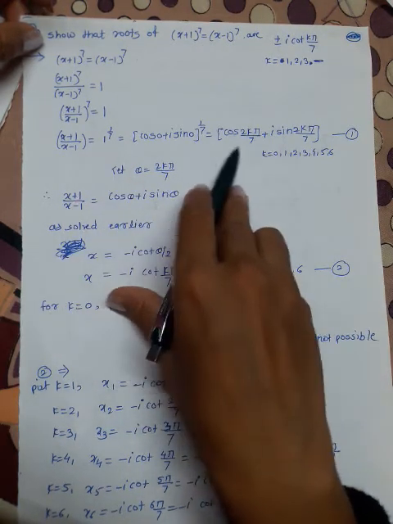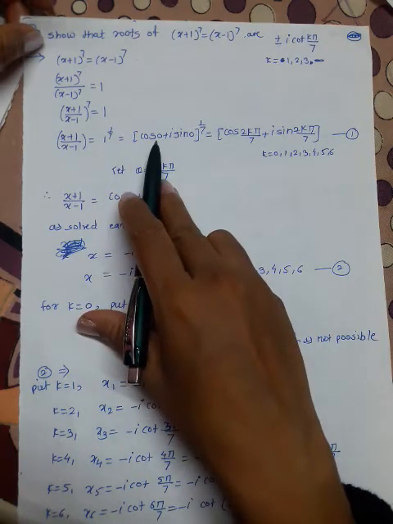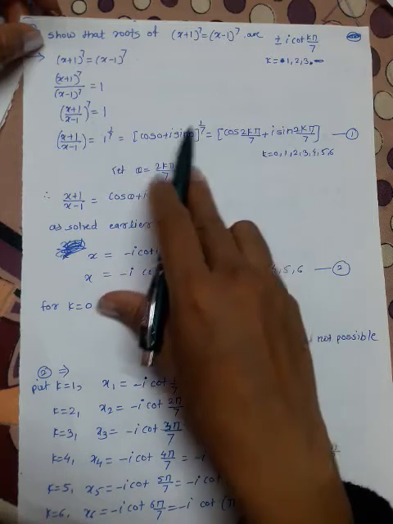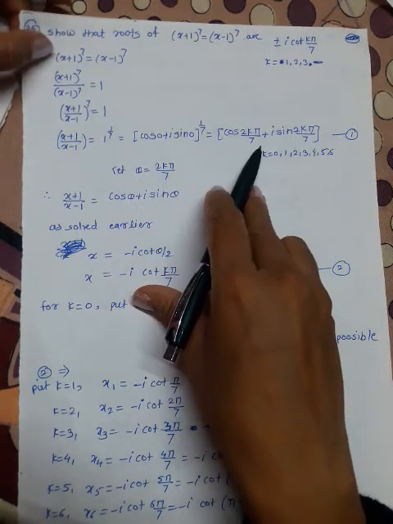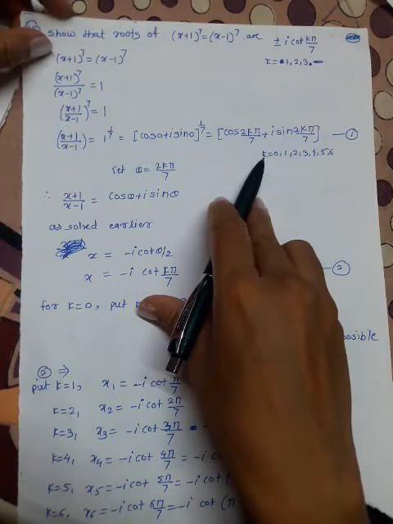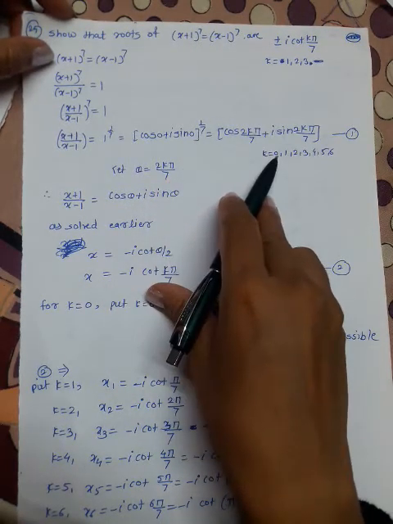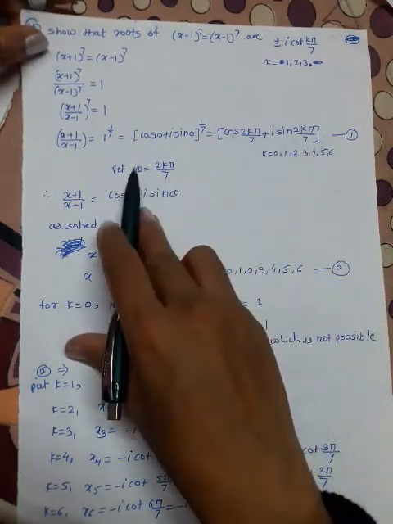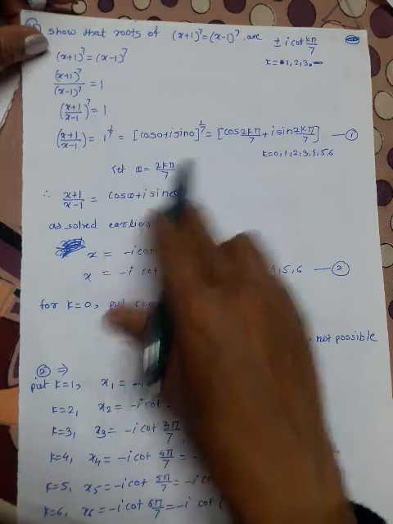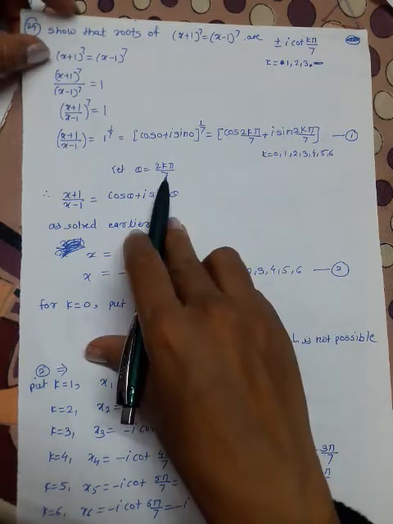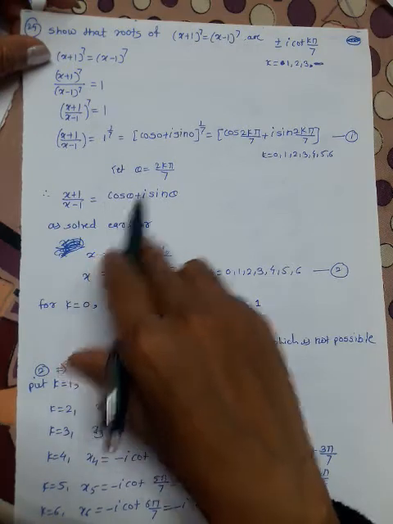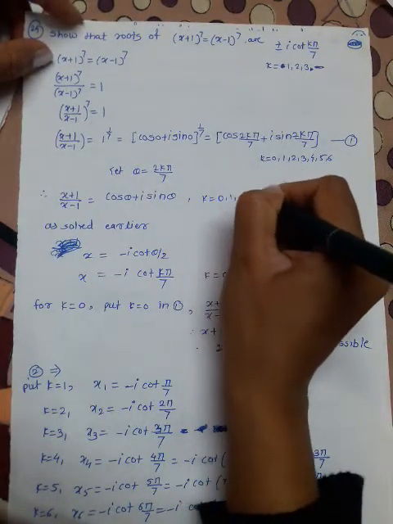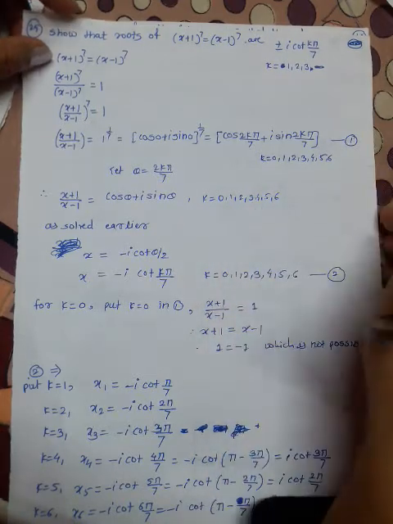Now again, by using De Moivre's theorem, write cos 0 plus i sin 0 instead of 1, then add 2k pi and take 1 by 7 inside. Obviously 7 roots are there, therefore k starts from 0, 1, 2 up to 6. For simplicity take theta equal to 2k pi by 7. We get (x plus 1) upon (x minus 1) is equal to cos theta plus i sin theta, where k is equal to 0, 1, 2, 3, 4, 5 up to 6.